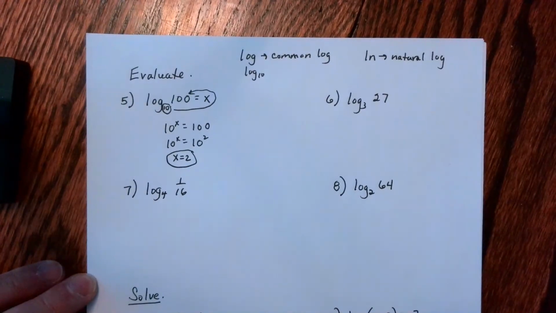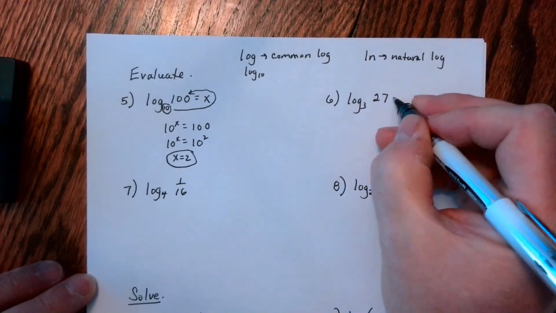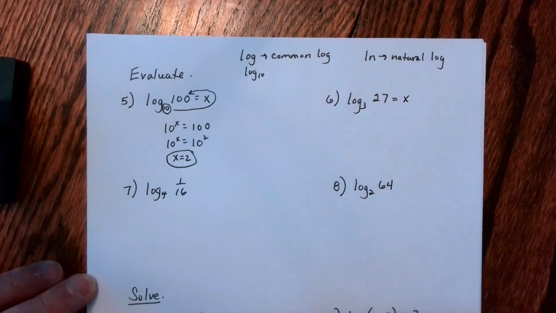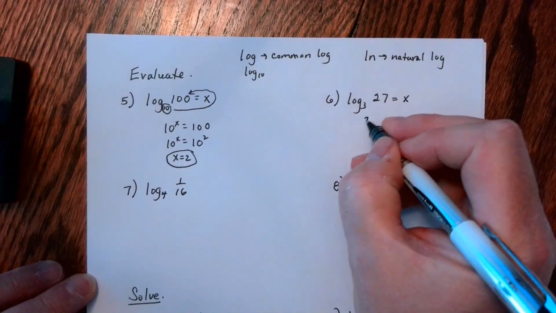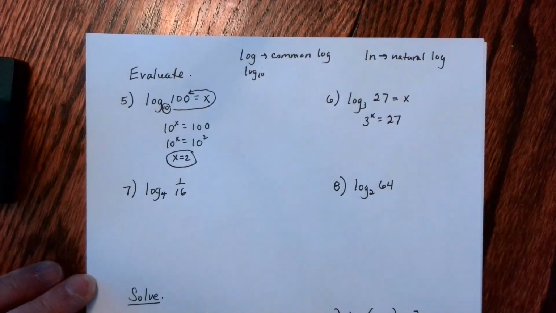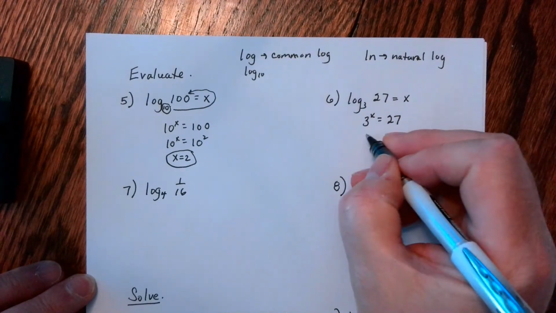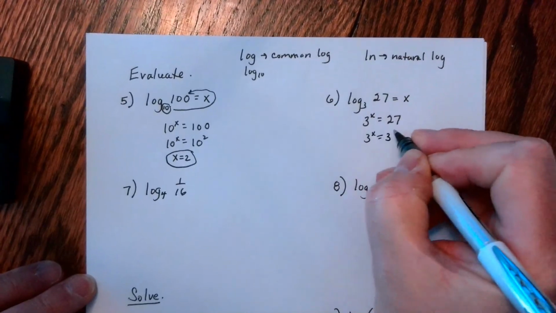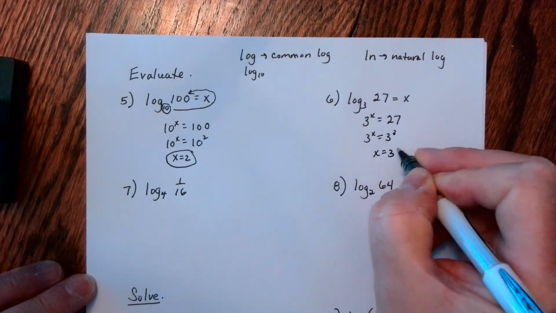Log base 3 of 27. Once again, if I put that equal to x, and convert this to an exponential. Now, why am I converting to an exponential? Because I'm much more familiar with exponents than I am with logs. So since I can rewrite it, it's just easier to deal with the problem. 27 can be written as 3 to the third power, so x is going to equal 3.